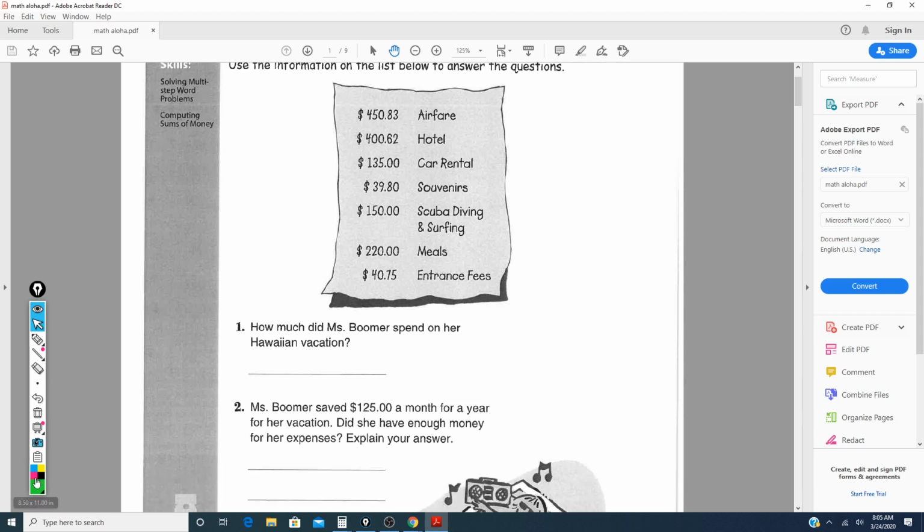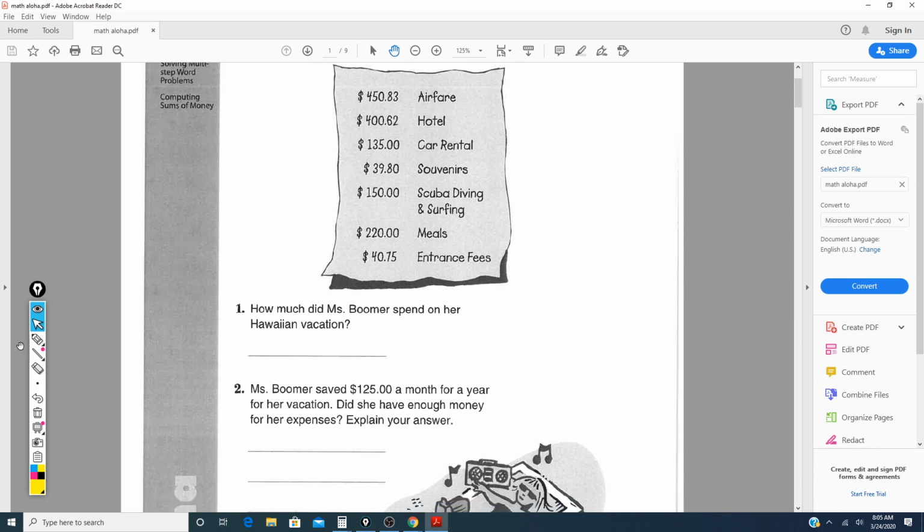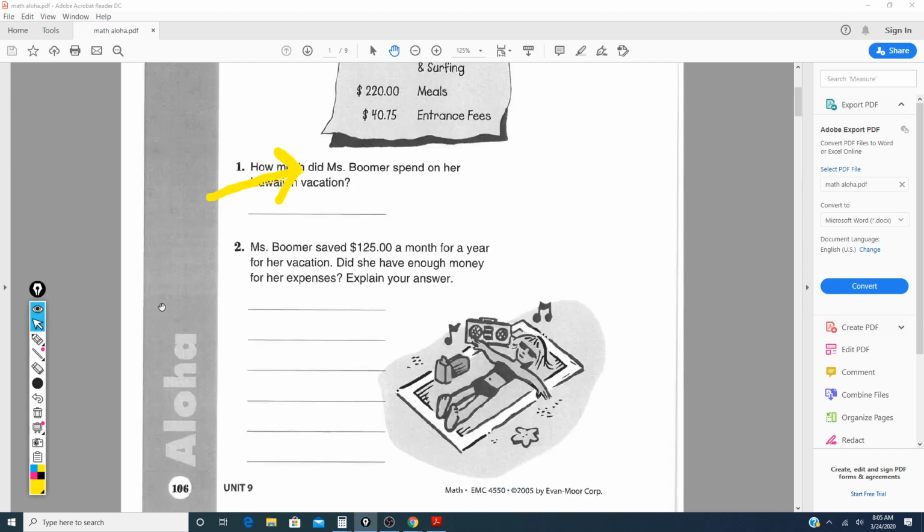You're given this nice little chart. And the first question you have is, how much did Miss Boomer spend on her Hawaiian vacation? I guess down here is Miss Boomer, lounging on the beach, not quarantined or anything of that sort, not hoarding toilet paper or trying to get bottled water or eggs.